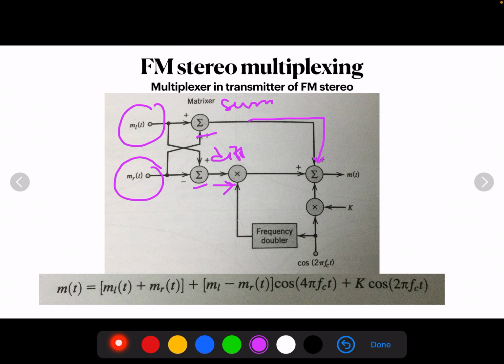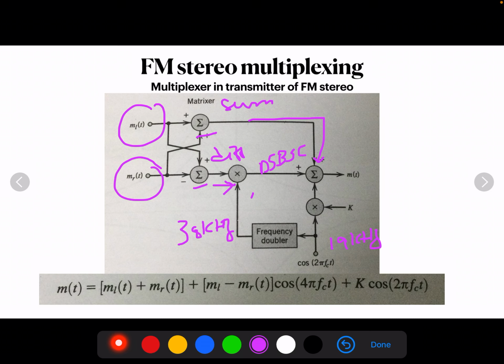now we have a 38 kilohertz subcarrier. Here the frequency we are using is 19 kilohertz. Generally the crystal oscillator generates a signal of 19 kilohertz. So we have a frequency doubler, so the frequency now is 38 kilohertz. The subcarrier is applied to the product modulator. So what is the output signal? It is a DSB-SC signal, double sideband suppressed carrier signal.